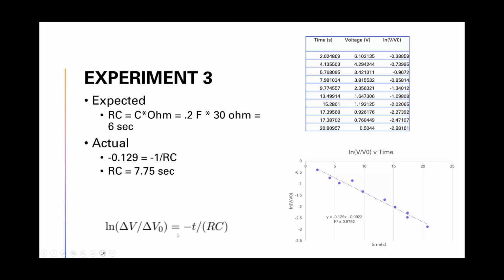We plot our ln of V over V naught and linearize this to get a slope. Apologies. So we can then plug that into this equation, calculate for our RC value by plugging in 1 second for our time, and we get an RC of 7.75 seconds.